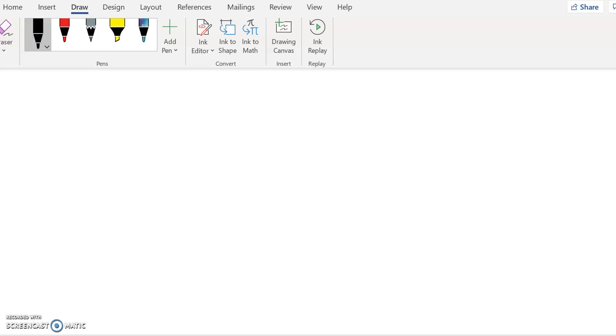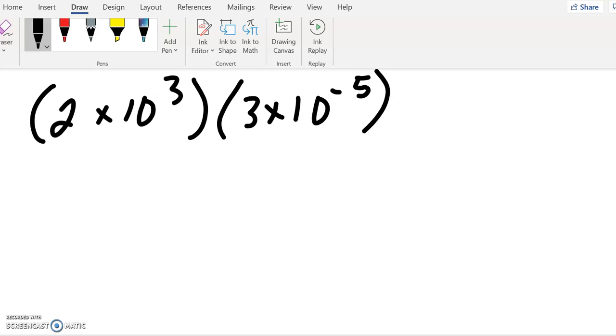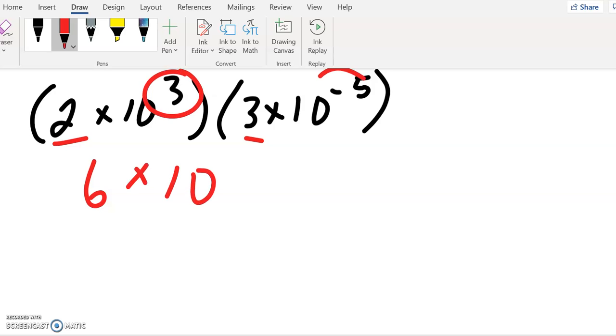Okay, so now let's go one step further. Let's go 2 times 10 to the 3rd times 3 times 10 to the -5th. If we're multiplying here, 2 times 3 is 6 times 10 to the 3 plus -5 is -2.